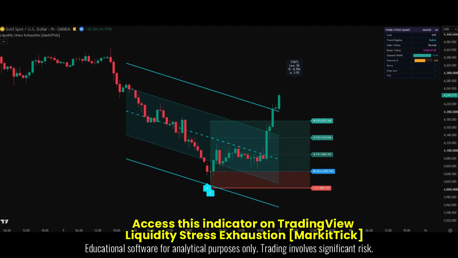At the core of this tool is an illiquidity ratio, calculated by dividing true range by volume and applying a logarithmic transform to normalize the distribution. That raw value is then converted into a z-score using a rolling mean and standard deviation, giving a statistically grounded measure of how stressed current price action is relative to its own recent history.